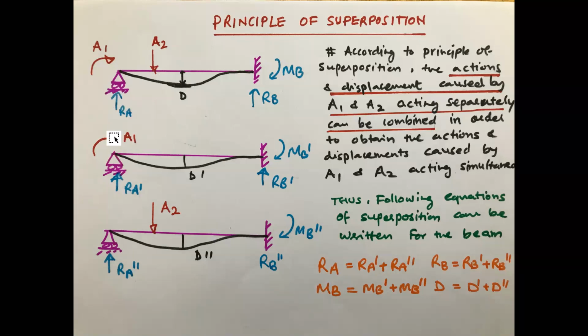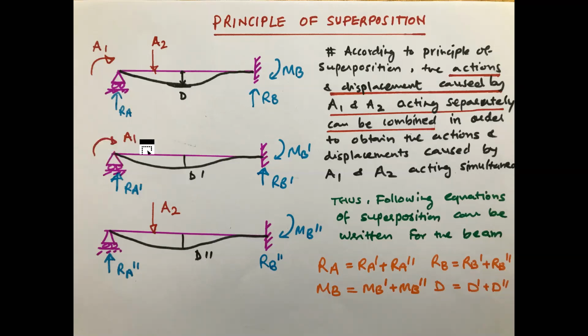So you can see, because of moment A1, you can generate the reactions. Please understand, the analysis of the second beam is not the same as the analysis of the first beam. So whatever RA, RB and MB occur here are because of both loads. But in the second structure, whatever RA occurs is because of only A1. Please understand this. You don't have to mix up both analyses. These two, 1 and 2, are separate.